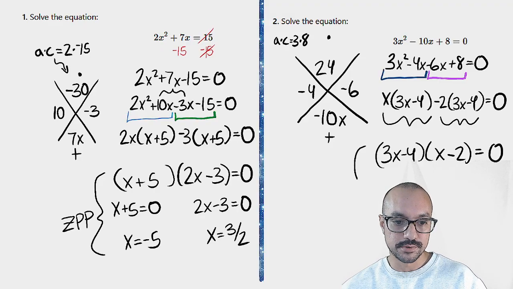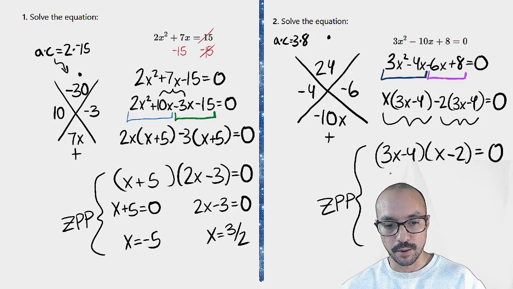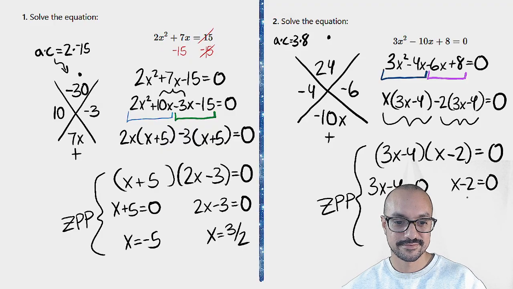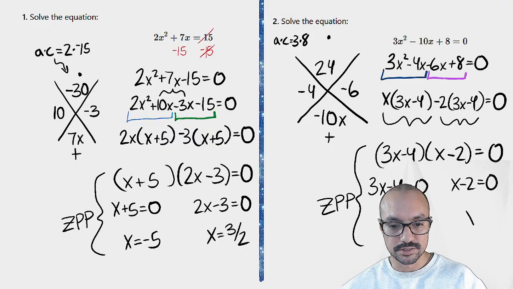From here, because we have something times something else making 0, I can use the zero product property to set each of these factors individually equal to 0. And now I can solve these much easier, much nicer linear equations.